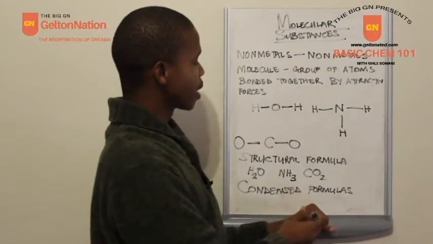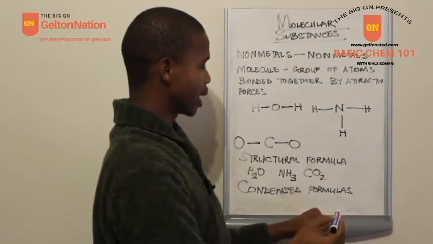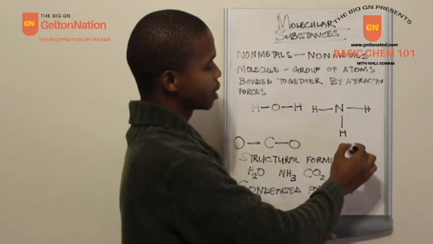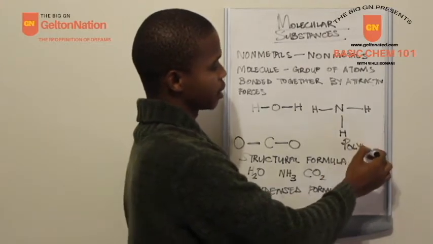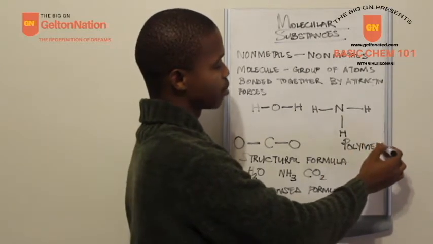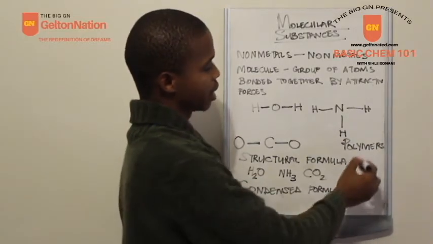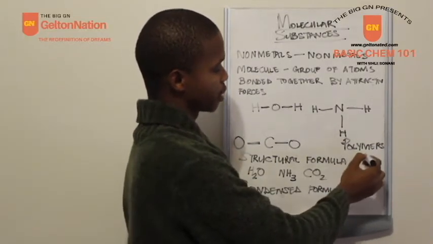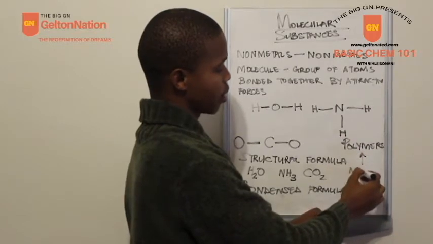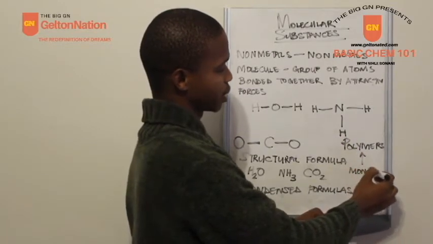And your molecular formulas usually help to understand polymers. Now, polymers are formed from what is called monomers.